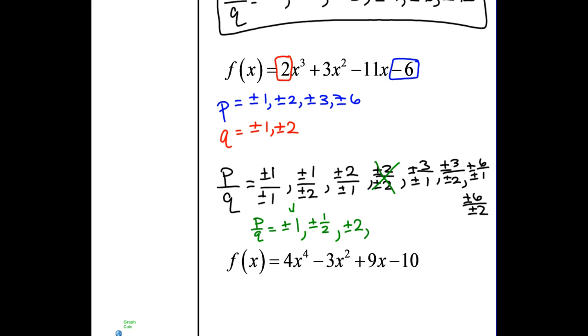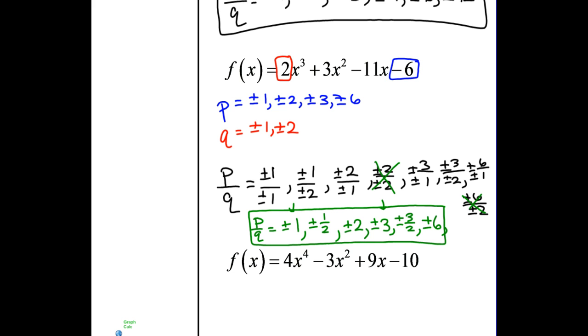Plus or minus 3 over plus or minus 1, plus or minus 3 over plus or minus 2, so plus or minus 3/2, plus or minus 6 over plus or minus 1, and then plus or minus 6 over plus or minus 2, that becomes plus or minus 3. Oh, we already have that. Don't need it again. So here are all of my possible rational zeros for that problem.